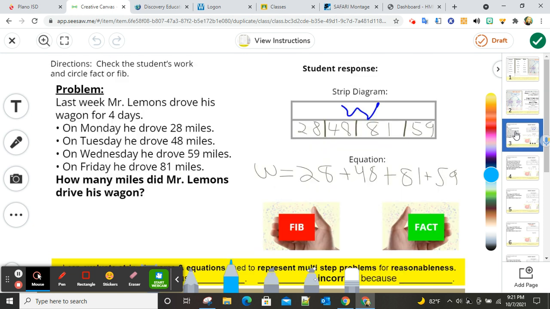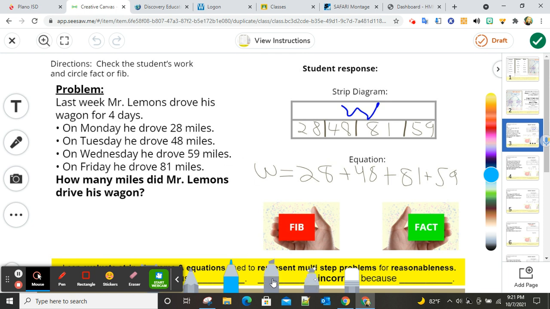Today, we are going to be evaluating student work to see how they have solved the word problem, and we're going to check it for reasonableness. So, our focus today is: I can evaluate strip diagrams and equations used to represent multi-step problems for reasonableness. So let's get started. The directions are: check the student's work and circle fact or fib.